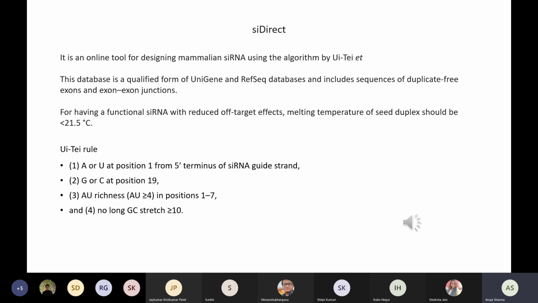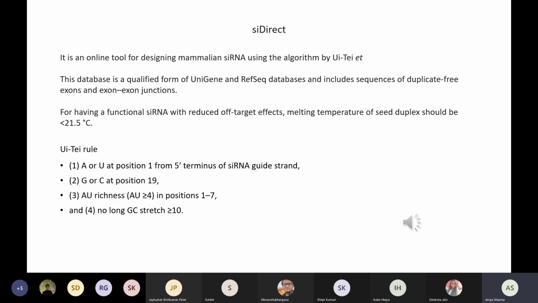The most important parameter of SI Direct is its capability to create and use a non-redundant sequence set of genes in order to decrease the effect of alternative splicing. By this non-redundant database, users can design a siRNA that is specific for just one transcript variant of the desired gene. Next, this database is qualified from Unigene and RefSeq databases, and it includes sequences of duplicate-free exons and exon-exon junctions.